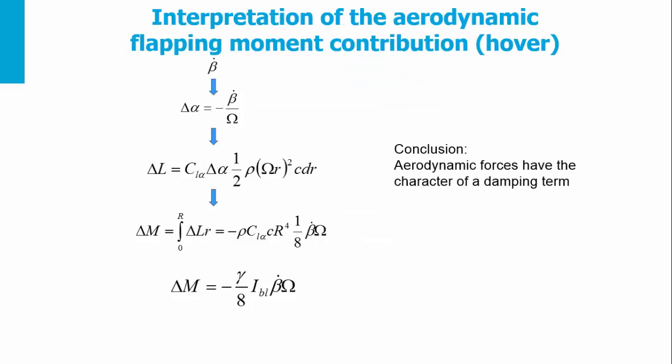What is the interpretation of the aerodynamic flapping contribution? The aerodynamic forces are actually damping the motion. You see that if I have a perturbation of a flap velocity beta dot, there is an increase in delta alpha, which results in a change in the lift force, which results in a flapping moment, which is actually having a minus, showing that it is damping the motion.